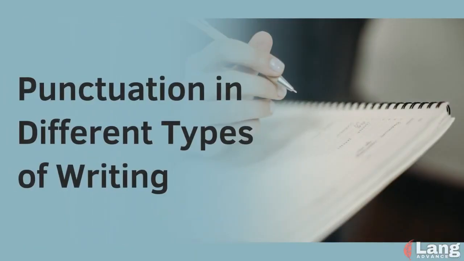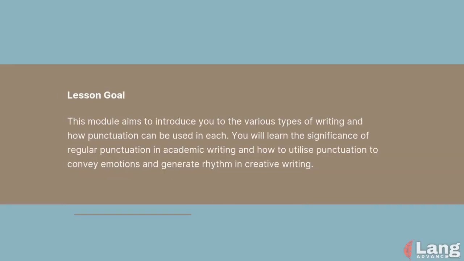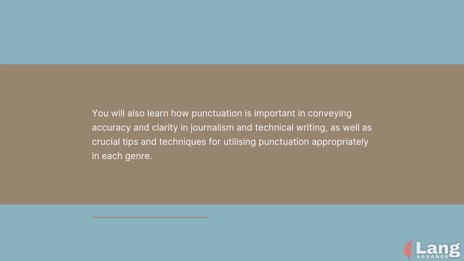Punctuation in different types of writing. Lesson goals. This module aims to introduce you to the various types of writing and how punctuation can be used in each. You will learn the significance of regular punctuation in academic writing and how to utilize punctuation to convey emotions and generate rhythm in creative writing. You will also learn how punctuation is important in conveying accuracy and clarity in journalism and technical writing, as well as crucial tips and techniques for utilizing punctuation appropriately in each genre.